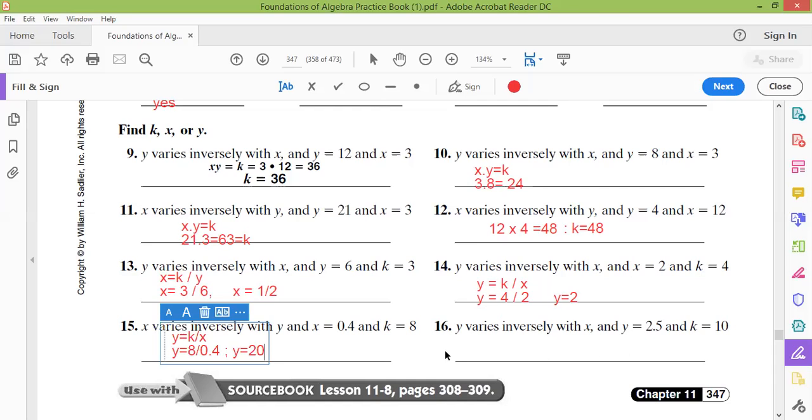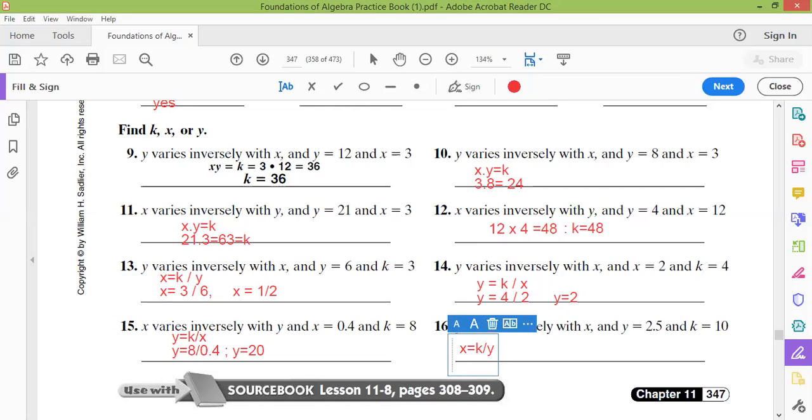Okay, next one, question number 16. Y varies inversely with X and Y. So you need to find X. Yahya, tell me how to find X. X is equal to? X is equal to Y divided by X. Check in question number 13. X is equal to what? K divided by Y. Yes, K divided by Y. K over Y.